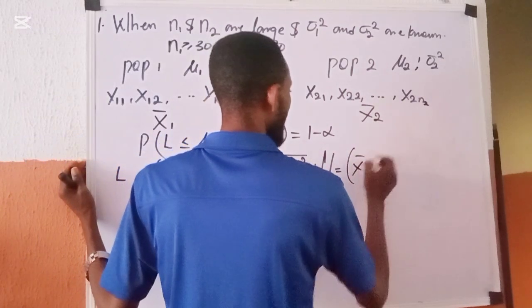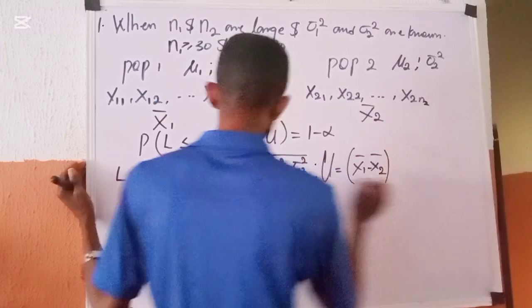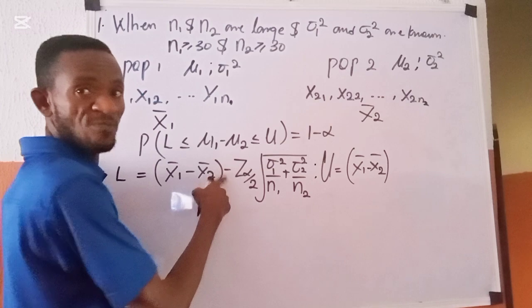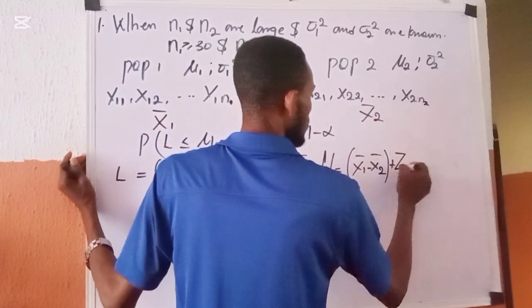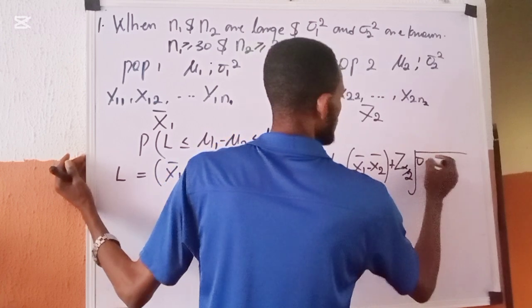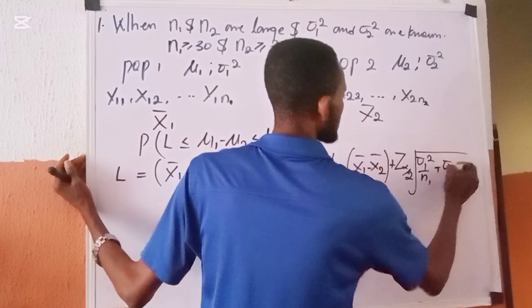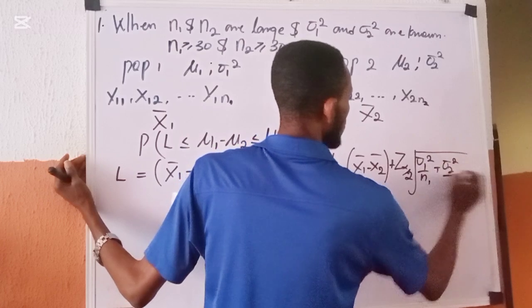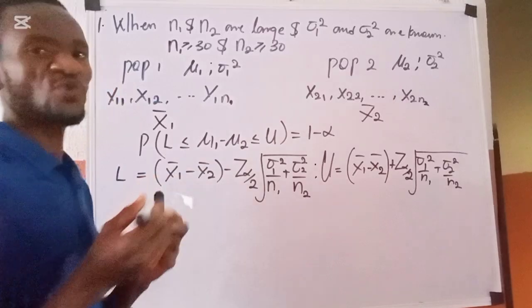This is X bar 1 minus X bar 2, close the bracket. Here it was minus before, it becomes plus. You have now plus Z of alpha over 2 times the square root of sigma 1 squared over N1 plus sigma 2 squared over N2. This is how it is going to be.